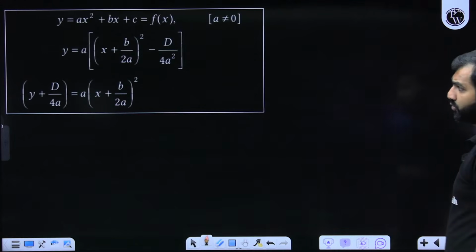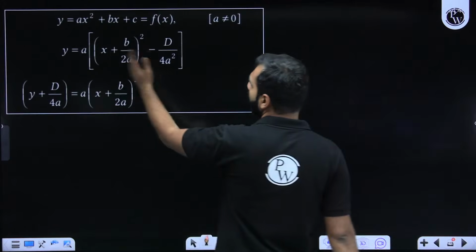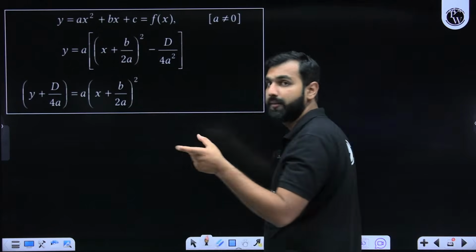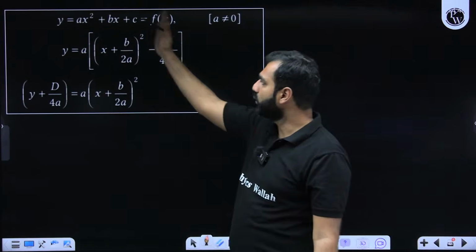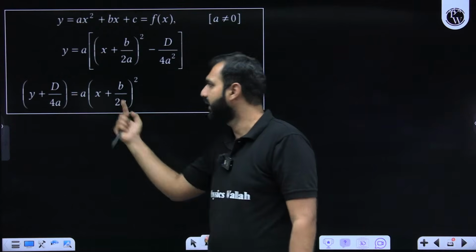The next conclusion is, how do we convert a quadratic into a perfect square? So take a common, convert this expression into a plus b whole square, and while doing it, you get this result, which looks like y minus k is equals to a x minus h.